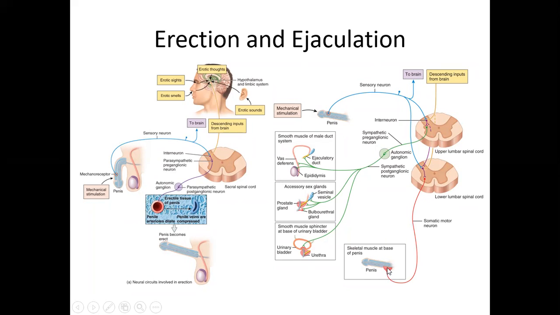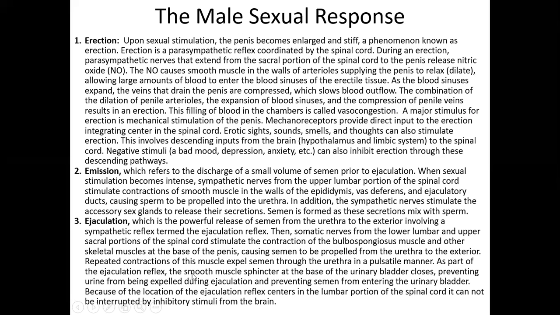Now, this muscle contracts in a pulsatile manner. So it's not a sustained contraction. Instead, it's like it squeezes, relaxes, squeezes, relaxes, squeezes, relaxes. And repeated contractions of this muscle is what causes the release of semen to be in a pulsatile manner, not like a straight, forward flow. It's not just a continuous flow. It comes out in bursts.